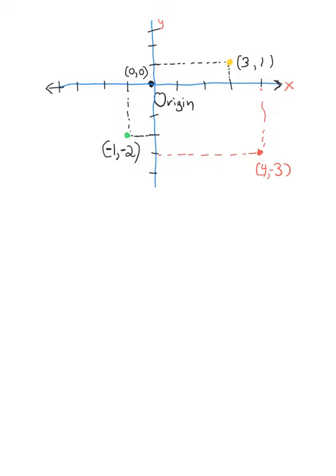And maybe one more point. Let's say this guy here. That guy there is directly above the origin, so it has an x coordinate of 0. It's on the same vertical line as the origin, but it's 3 up from the origin. So that point has a coordinate of (0, 3). So nothing huge there. That's just how coordinates work. I will make a quick note. This isn't the only coordinate system.